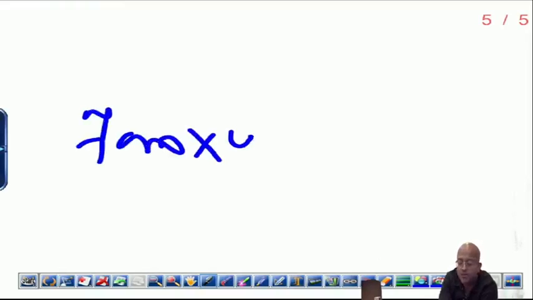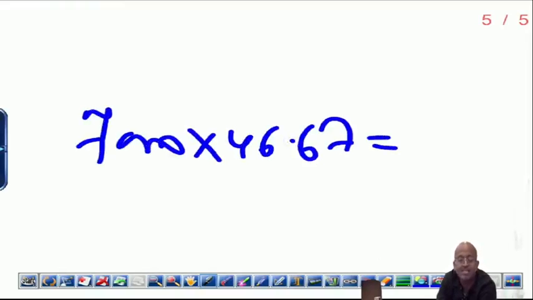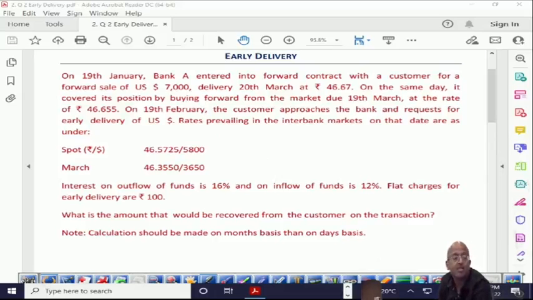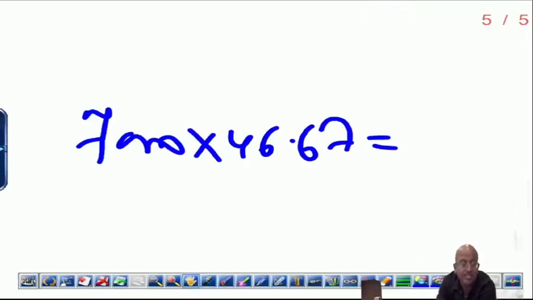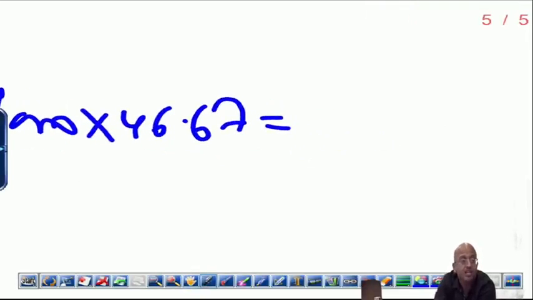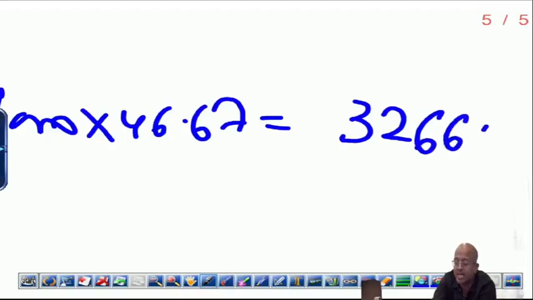Customer pays how much? Customer pays 7,000 into 46.67. Can you help me please? 7,000 into 46.67. Piyush, Ankandas, Satvik, Yogesh, Priyal. 7,000 into 46.67 is 3,26,690.